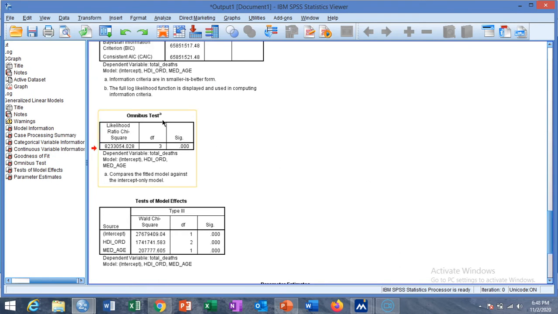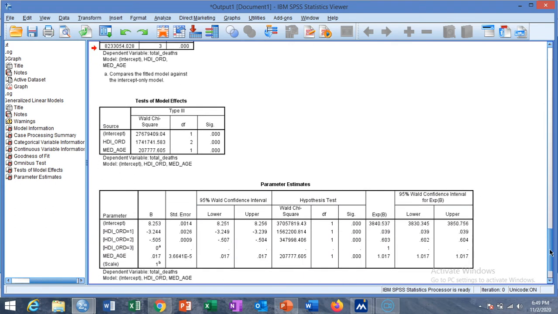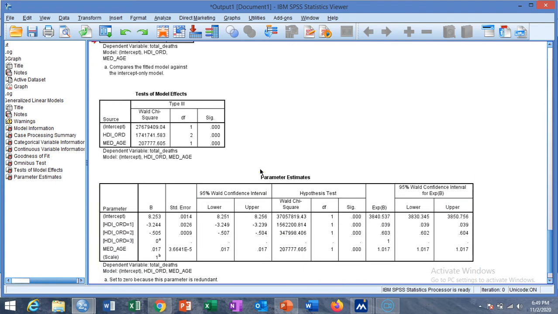And the omnibus test is conducted to check the likelihood ratio chi-square to compare the fitted model against the intercept only model, the model without using any independent variables or predictors. And this is the test of model effect. You can check effect of intercept and HDI ordinal and the median age. All of the variables are showing a significant effect using Wald chi-square test.